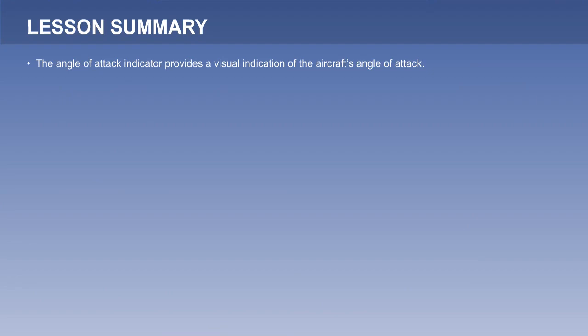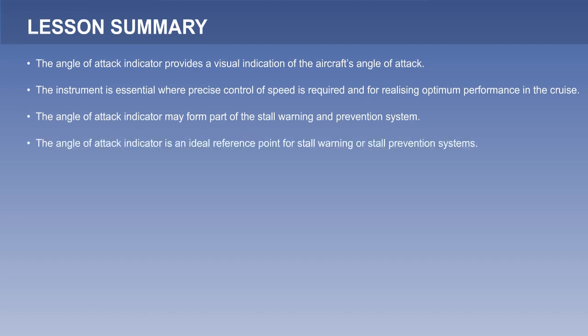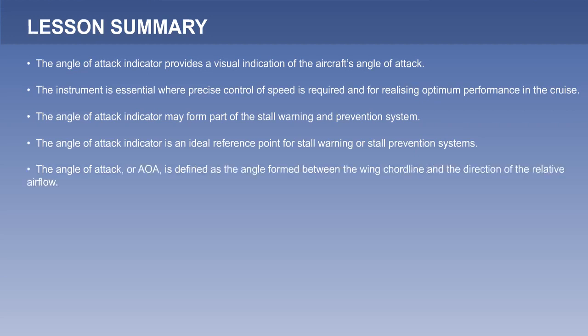The angle of attack indicator provides a visual indication of the aircraft's angle of attack. The instrument is essential where precise control of speed is required and for realizing optimum performance in the cruise. The angle of attack indicator may form part of the stall warning and prevention system. The angle of attack indicator is an ideal reference point for stall warning or stall prevention systems. The angle of attack, or AOA, is defined as the angle formed between the wing chord line and the direction of the relative airflow.